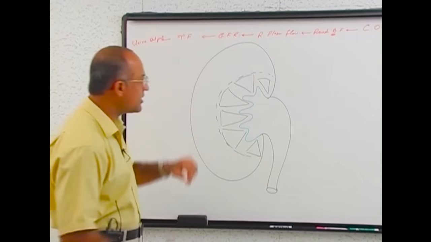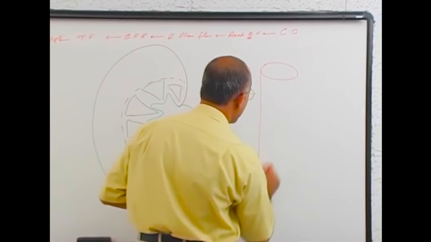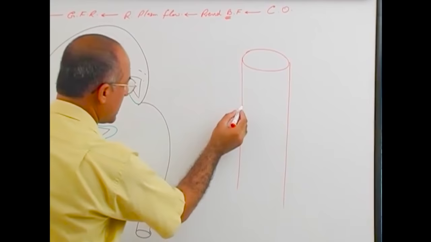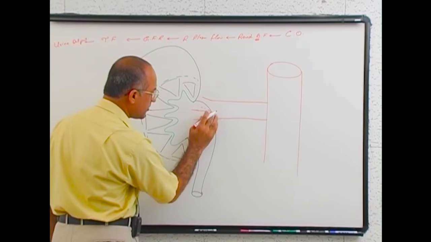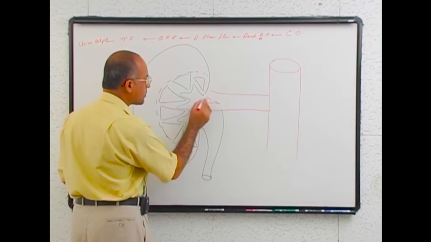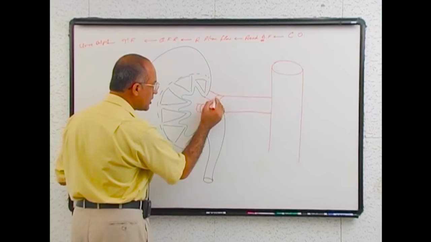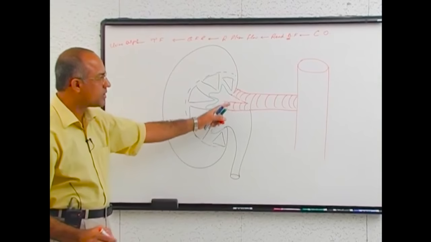This is the aorta. From the abdominal aorta, the renal artery comes, and the renal artery will divide into a posterior division and an anterior division. The posterior division will go to the posterior side of the kidney, and the anterior division comes anteriorly. This is the anterior division, here is the posterior division, and this is the main renal artery dividing into the posterior division and anterior division.